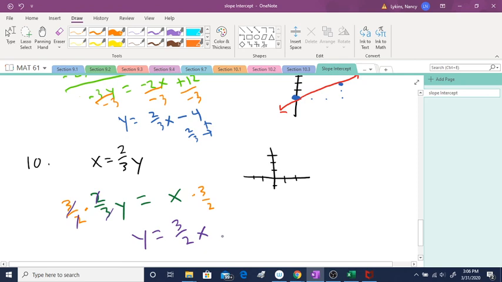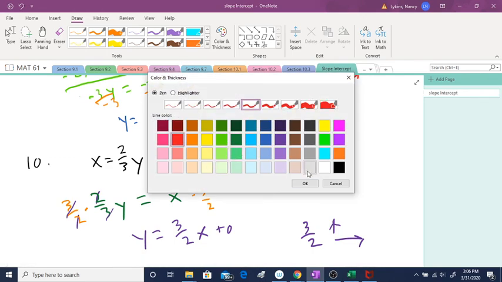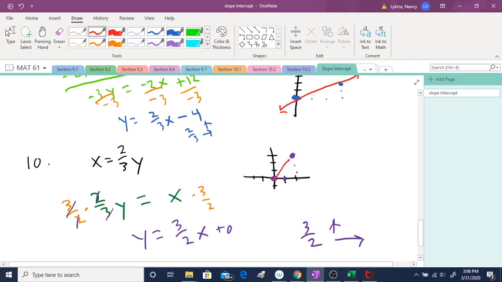Now, since there's no number behind the x, we're going to put a plus 0 there. That means it starts at the origin. This 3/2 means I'm running 2 along the x-axis, and I'm going up 3. Look at it. It's going upward because the slope in this case is positive. It's a positive 3/2.